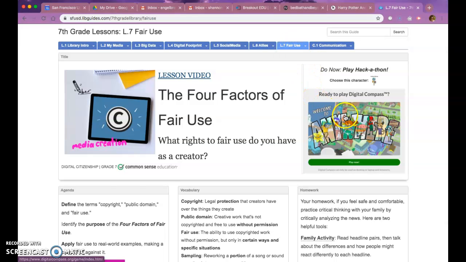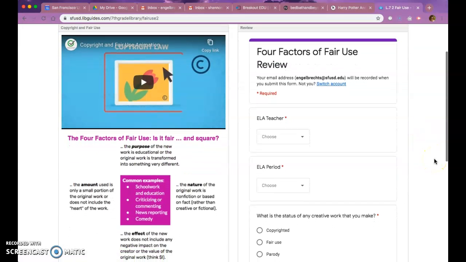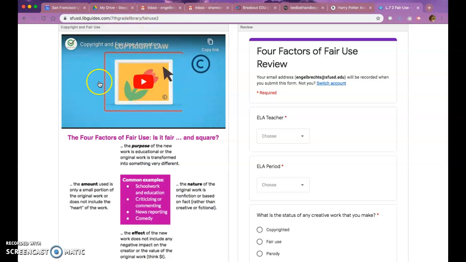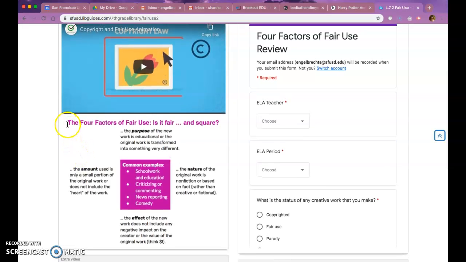Then when you're done with the do now and reading through all of this, go ahead and go up to the Fair Use tab, wait for the drop down, then go and select the drop down. In the independent portion of the lesson, you're going to watch a video on copyright and fair use. And then here's a tool to help you think about fair use.